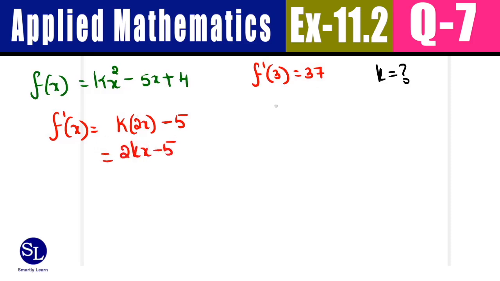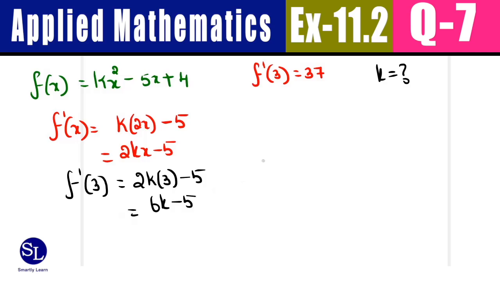Now what is given to us is f dash of 3. So f dash of 3 is nothing but wherever there is x, I'm substituting 3. So 2 into k into 3 minus 5. So 6k minus 5, but this value is equated as 37 because that's what is given to us.